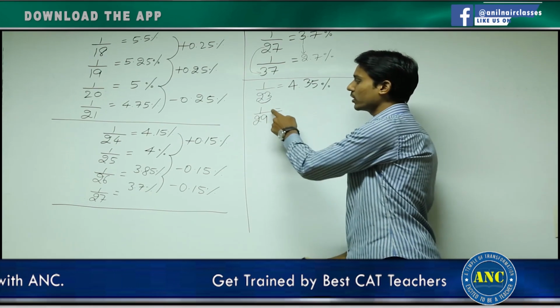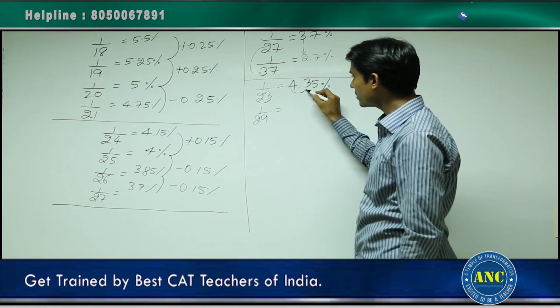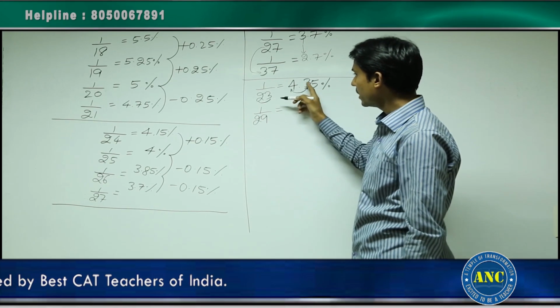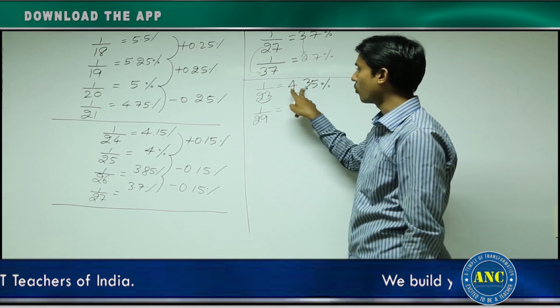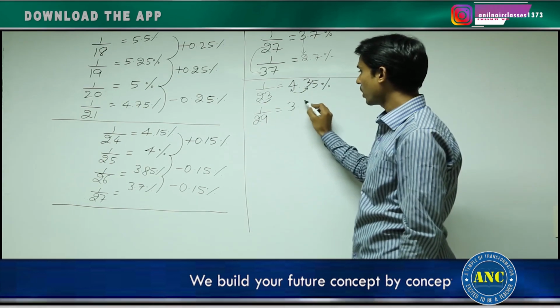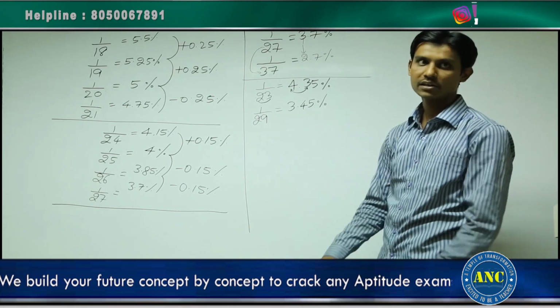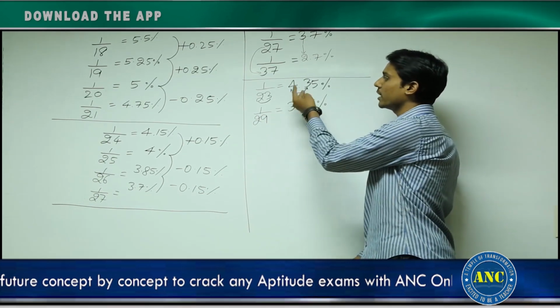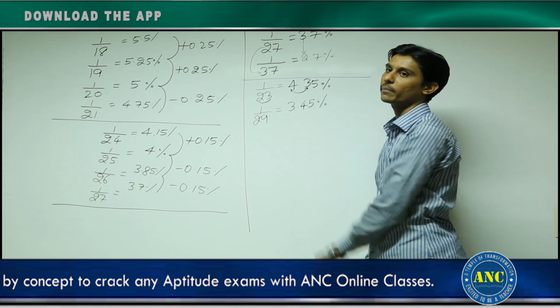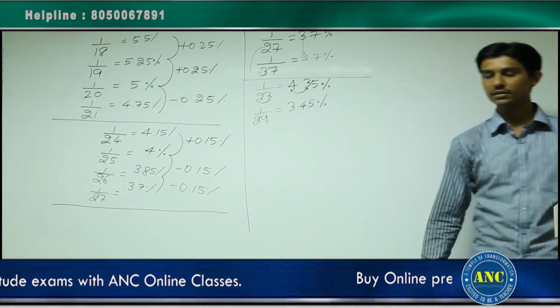If I want to find 1 by 29, see here. Interchange the positions of 3 and 4 in 1 by 23. You will get the value of 1 by 29. 1 by 29 is 3.45%. Right? Interchange the positions of 4 and 3 in 1 by 23 and you will get the value of 1 by 29. It is 3.45%. Clear, right? First write this.